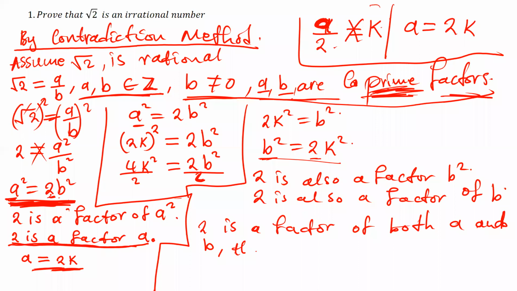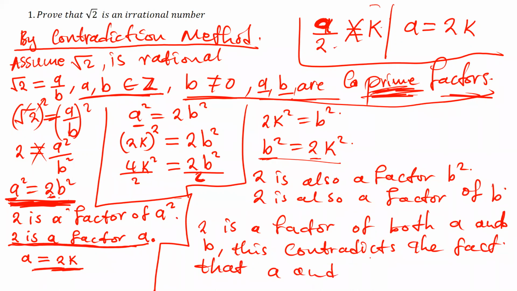And then we say this contradicts the fact. Here it is just a matter of English; you can use your own words to write these statements. So we say this contradicts with the fact that a and b are co-prime factors.